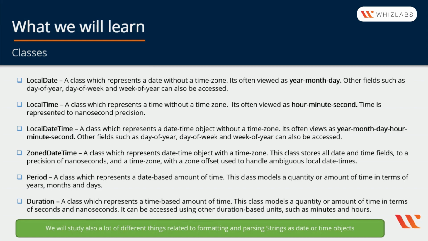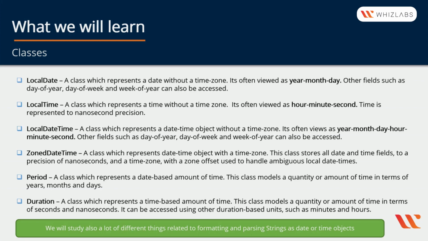On the other hand, LocalDateTime represents a date-time object without a time zone. It's often viewed as year, month, day, hour, minute, second. Other fields, such as day of year, day of week, week of year, can also be accessed. A good example of LocalDateTime is the stroke of midnight on New Year's Eve. Midnight on January 2nd isn't nearly as special, making the date relatively unimportant, and clearly an hour after midnight isn't as special either.